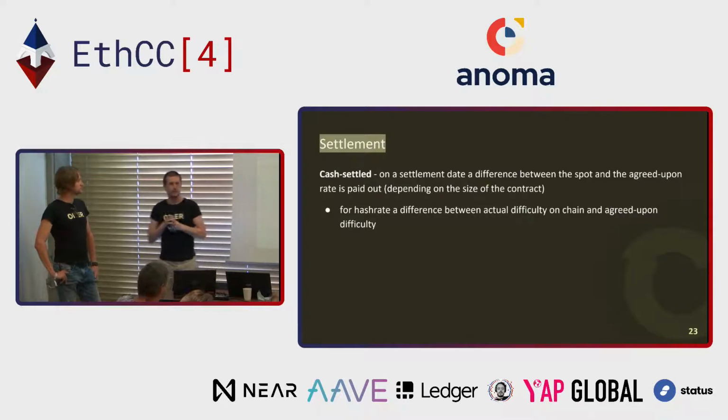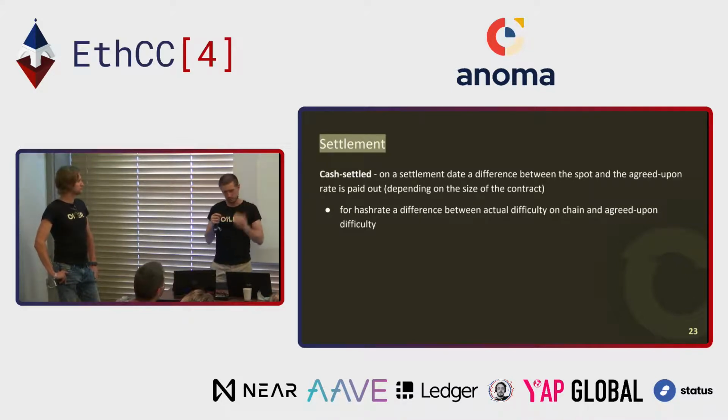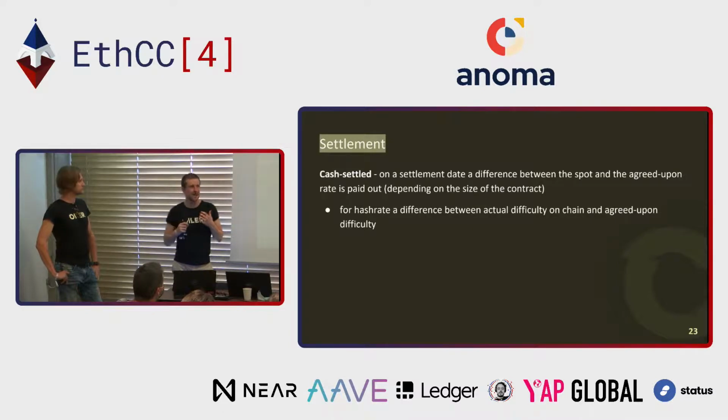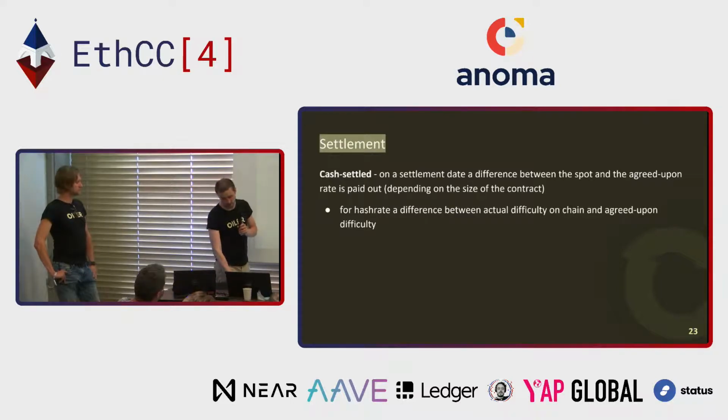How it's settling: for any of the blockchain protocol parameters, they are not really deliverable. If you think about hash rate or gas prices, most of you imagine that you cannot deliver those. There are some solutions for physical delivery of hash rate, or maybe gas tokens for physical delivery of gas, but what we do is just introduce cash-settled forwards, where you trade the difference between the pre-agreed difficulty, expressing hash rate, and the actual hash rate as it happens on the settlement date.